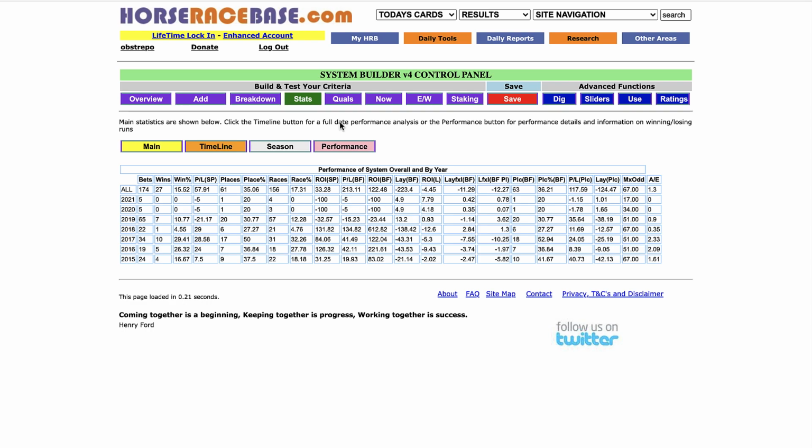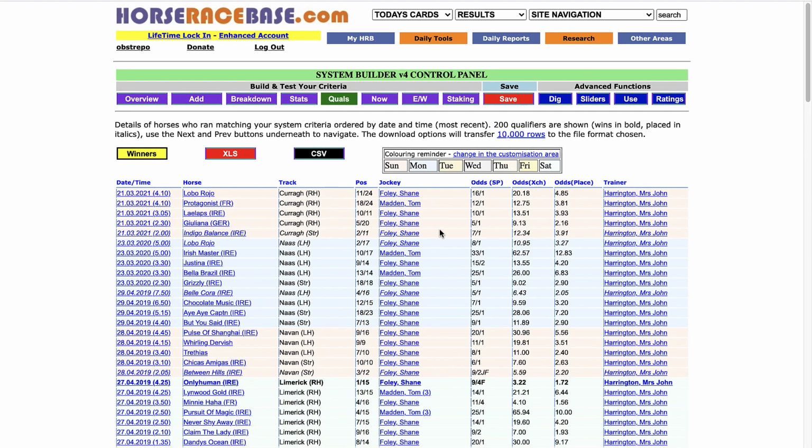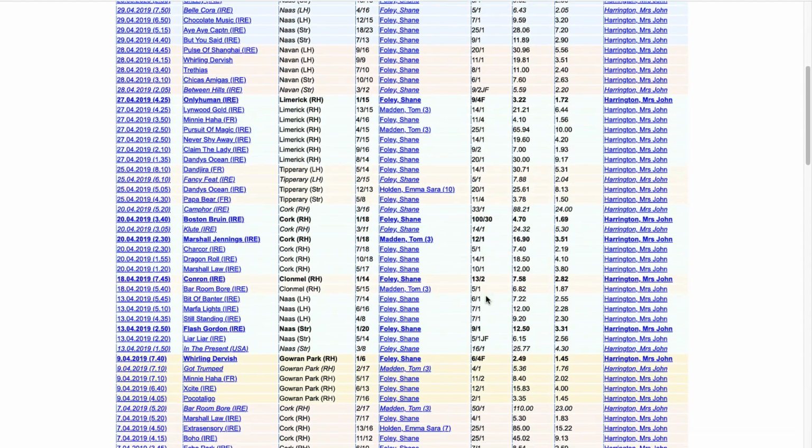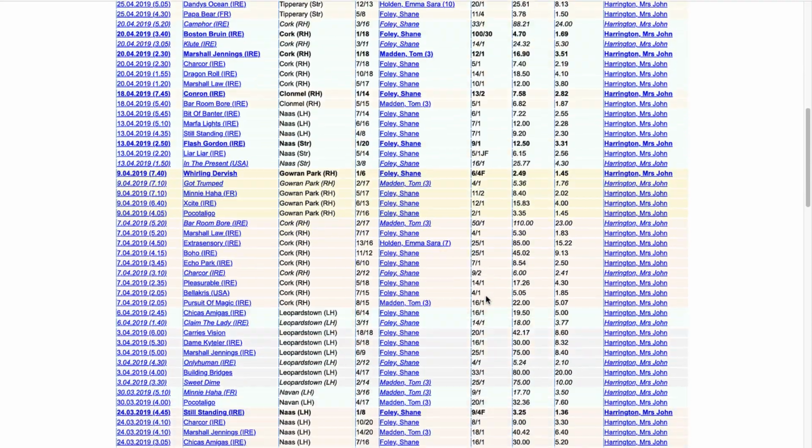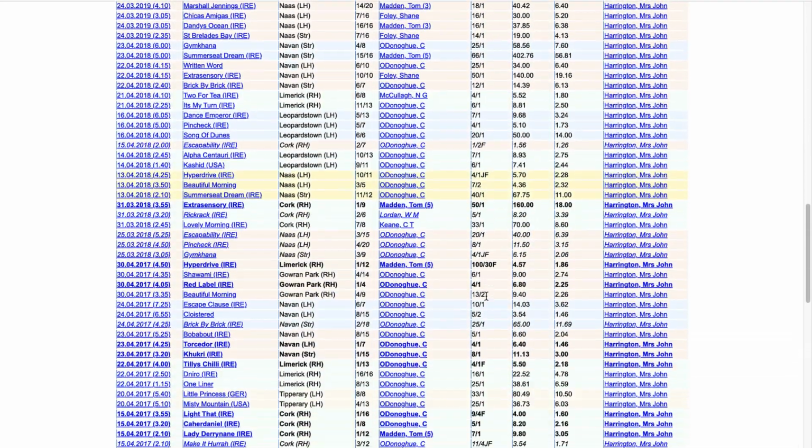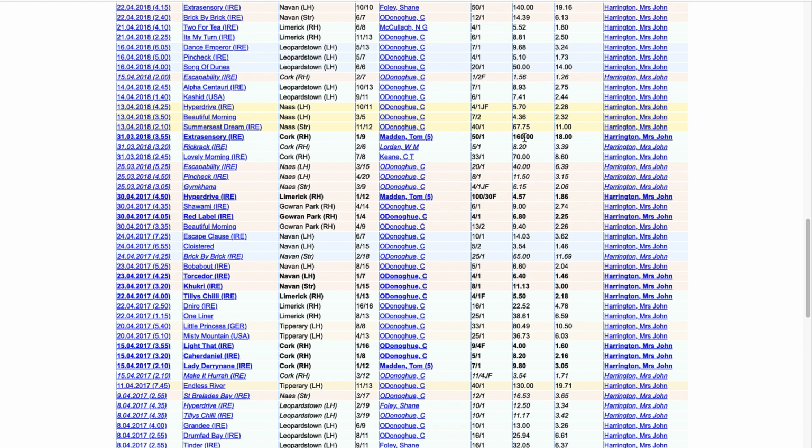So if we just look under the qualifiers, I wouldn't be surprised if we see a fairly big price winner. Yeah, there we go, 50 to 1. Return a Betfair SP of 160. With that being the case, I don't think it's going to be worthwhile pursuing that one as a system.